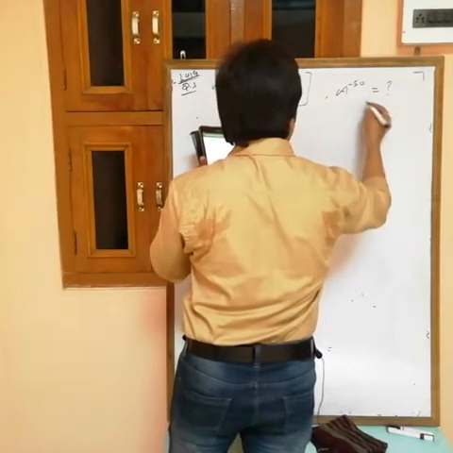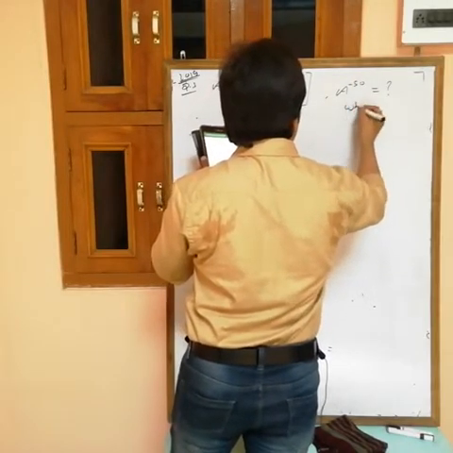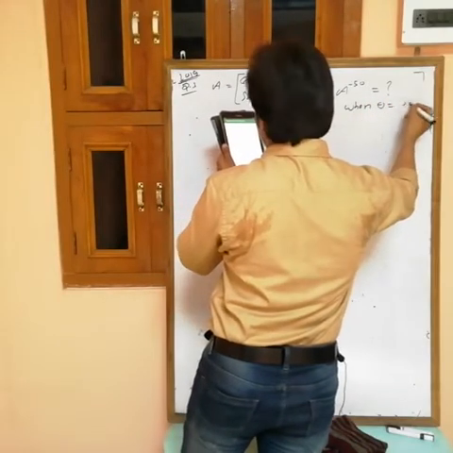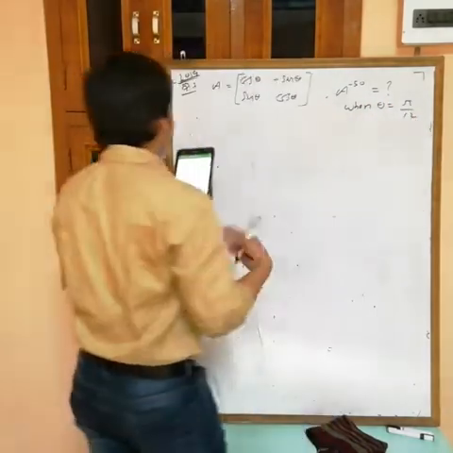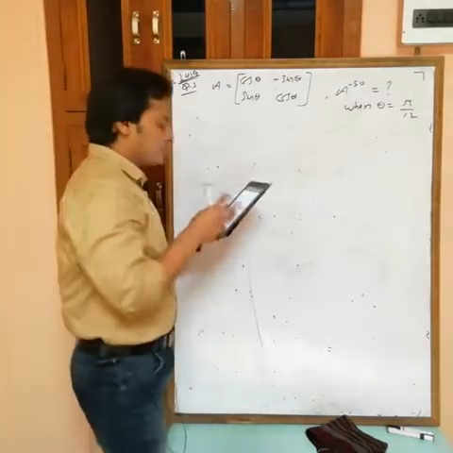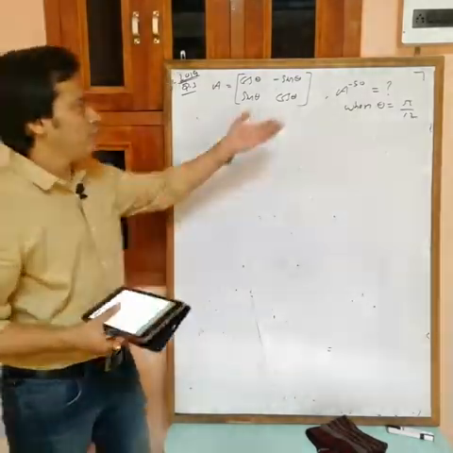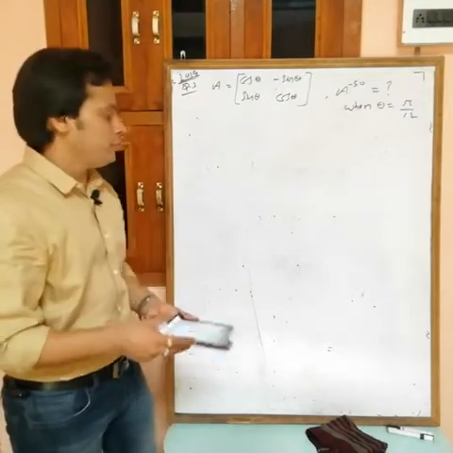Okay, when theta is equal to pi by 12. We want one value of this when theta is equal to pi by 12. Options are given. Obviously, first we have to find the value of this one. Then automatically you can check the options.